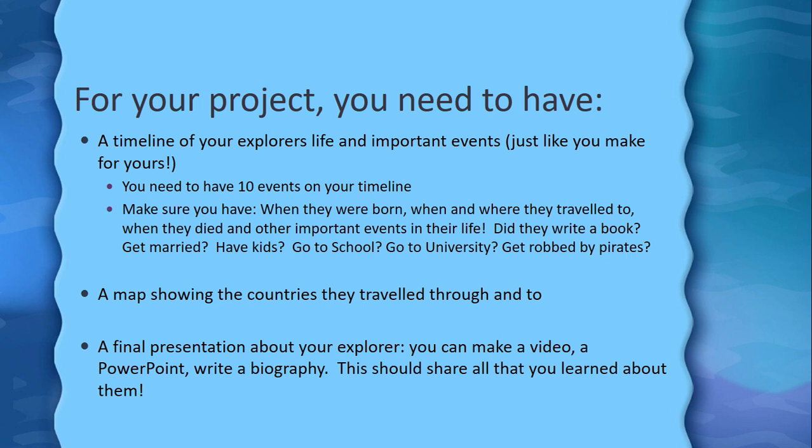So when they were born, when they died, where did they travel to, and when, okay, and any other important events in their life. So maybe they wrote a book, maybe they got married, they had kids, maybe they went to school, maybe they went to university, maybe they got robbed by pirates, maybe they were involved in a huge battleship situation, I don't know. It could be anything. Maybe they ran into Moana, who knows, okay? So anything that's important, as long as you have 10 events on your timeline, that's all you need.